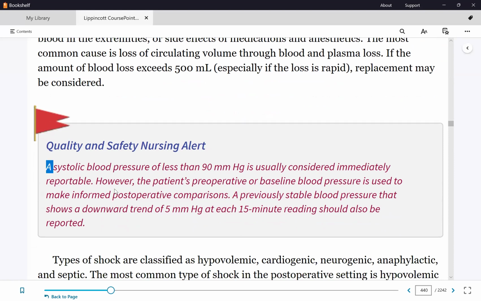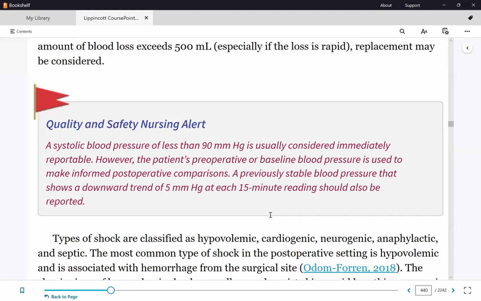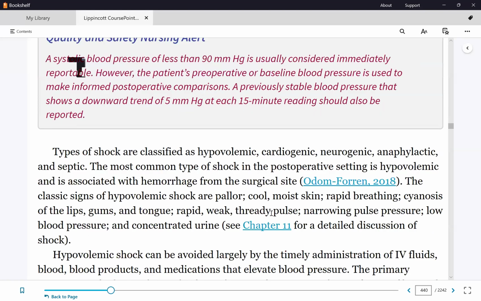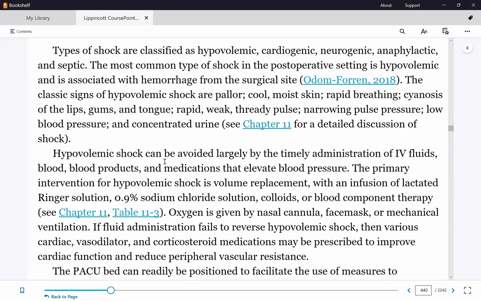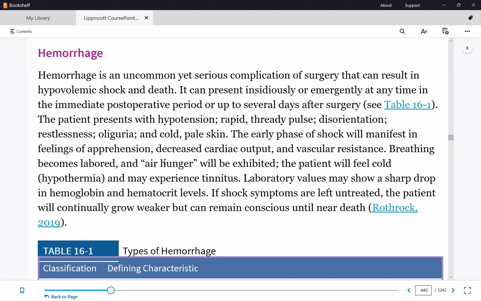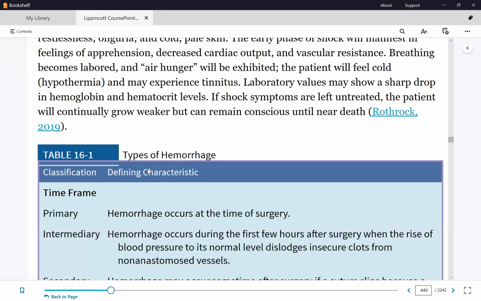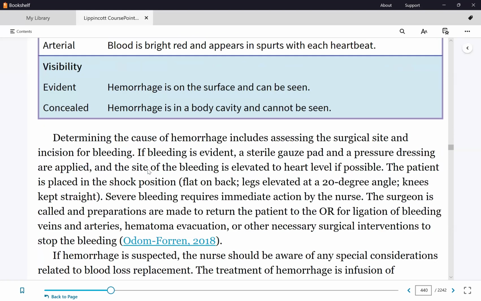Okay, so I already mentioned this earlier. So that's your reportable changes in vital signs. Then check for shock. We already finished shock 2 weeks ago. Hemorrhage, this will be mentioned again next week when we do peptic ulcer disease. So we'll skip that for now.